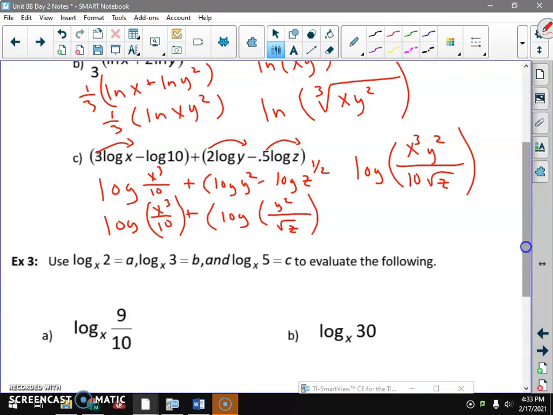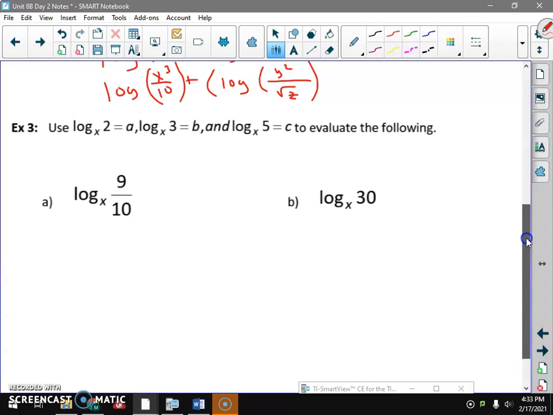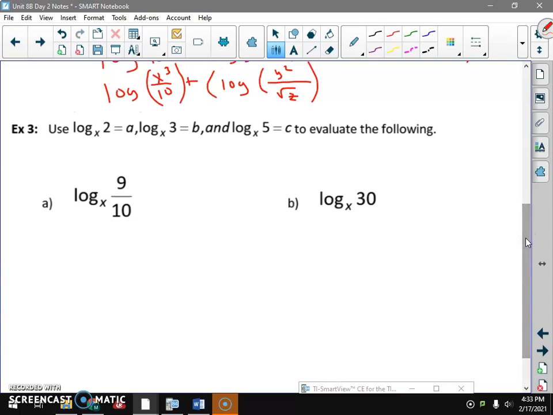Analysis, pulling apart. Synthesis, putting back together. Okay? They're both valuable. Depending on what we're going to do, we're going to need both skills. All right. If I know that log base x of 2 is the value a, log base x of 3 is the value b, and log base x of 5 is the value c, evaluate the following in terms of a, b, and c.